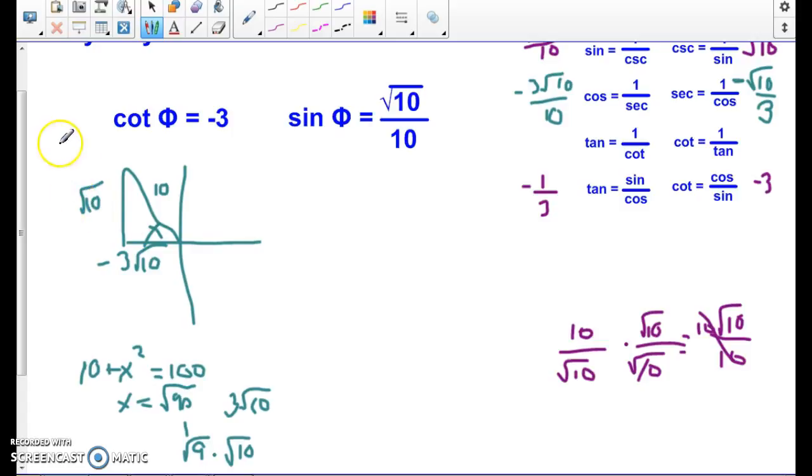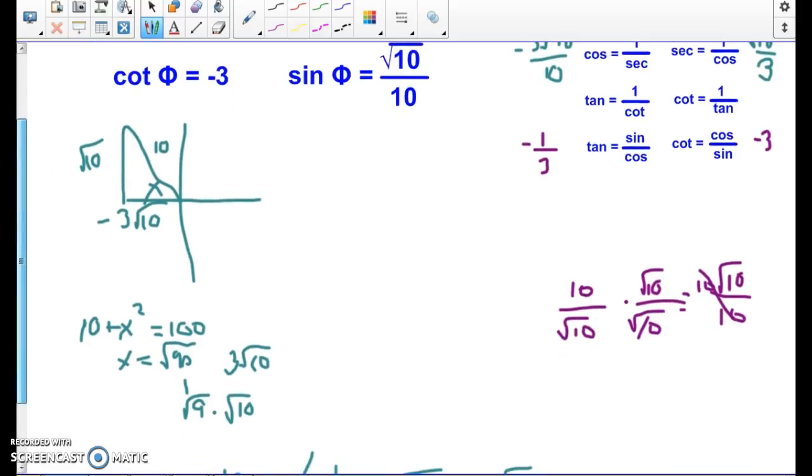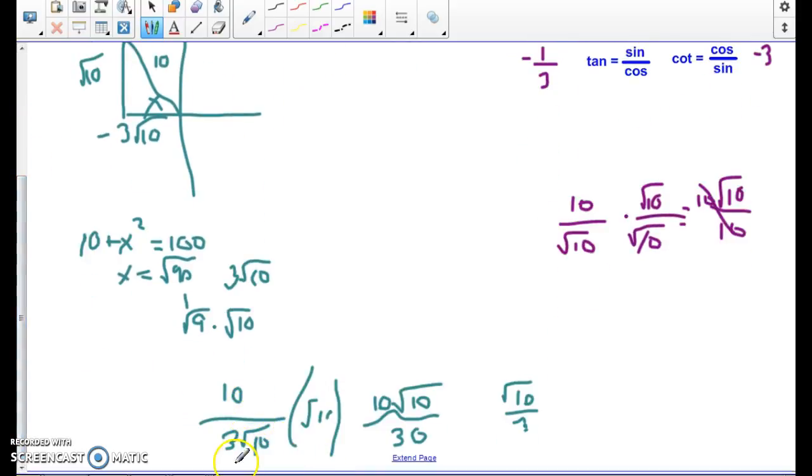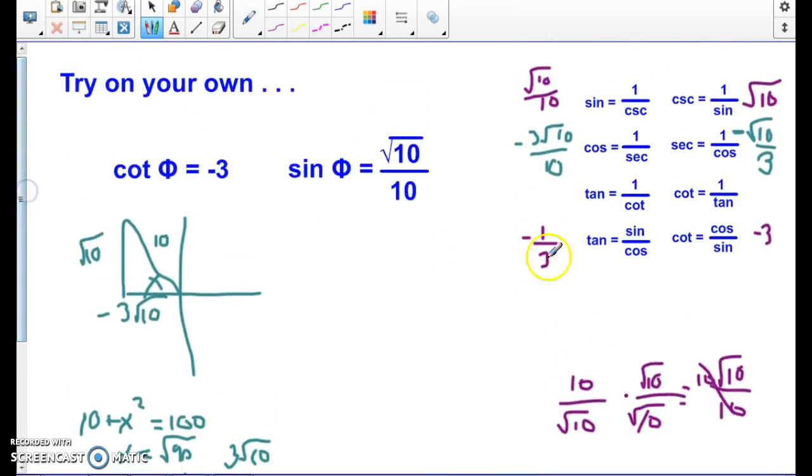So this and the root 10s would cancel out and you'd have 1 over negative 3, which is your tangent. Then I flip this thing around to get my secant. You might not have gotten that if you got that far, but I had 10 over 3 root 10. I rationalized. I'm multiplying numerator and denominator by root 10. 10 root 10 over 30. Then the reducing makes it root 10 over 3. And then make sure it's a negative because the cosine is a negative.